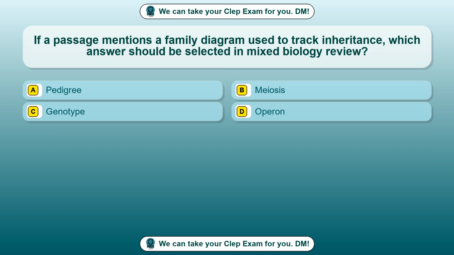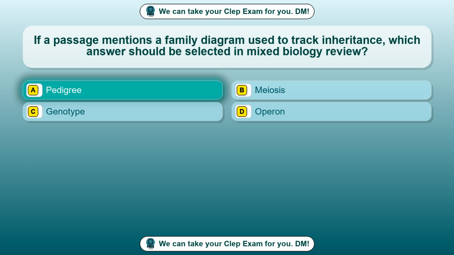Question 18. If a passage mentions a family diagram used to track inheritance, which answer should be selected in mixed biology review? Option A, pedigree. Option B, meiosis. Option C, genotype. Option D, operon. The correct answer is option A, pedigree.